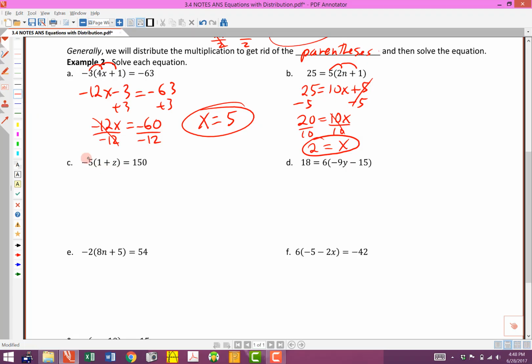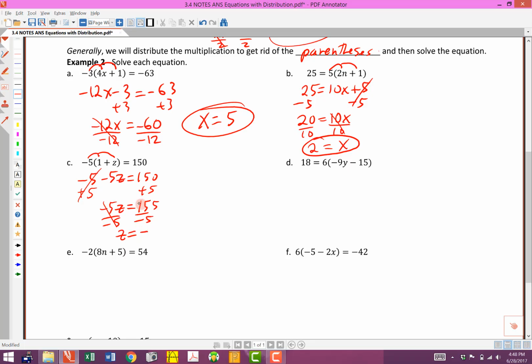Okay, let's take a look at this one right here. Distribute the negative through. Make sure we do both of them. So this is negative 5 and negative 5z. Negative 5 times 1 is negative 5, and negative 5 times z is negative 5z. 150 over here. Let's see, we're going to add 5, so those cancel to be 0. Negative 5z here, and then we've got 155 here. Divide by negative 5, cancel to be a positive 1z, which is what we want, and then a positive divided by a negative.